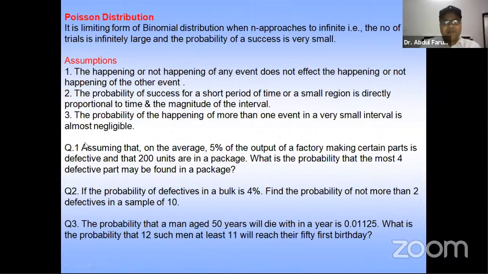अब आप देख लीजिए कि एक question है, तीन question हमने put up किए हैं यहाँ पर, इसको समझने की कोशिश करते हैं. Assuming that on the average 5% of the output of a factory making certain parts is defective and 200 units are in a package, what is the probability that at most 4 defective parts will be found in a package? मतलब पूरे फैक्ट्री के लॉट के अंदर जो 5% आउटपुट है उसमें डिफेक्टिव है और उसमें 200 यूनिट्स का पैकेज बनाया और उसके बाद ये देखा कि बैगेज के अंदर कितने पार्ट डिफेक्टिव हैं.